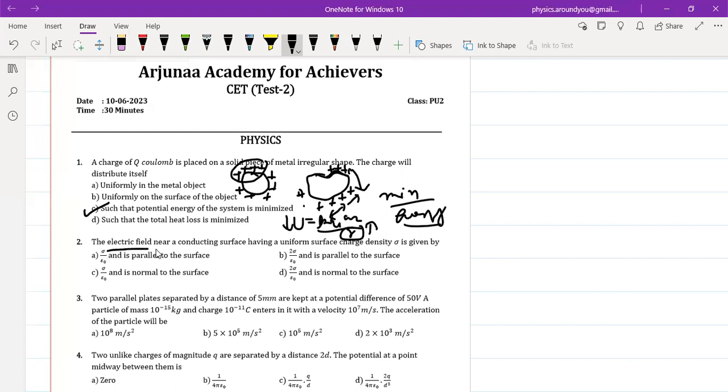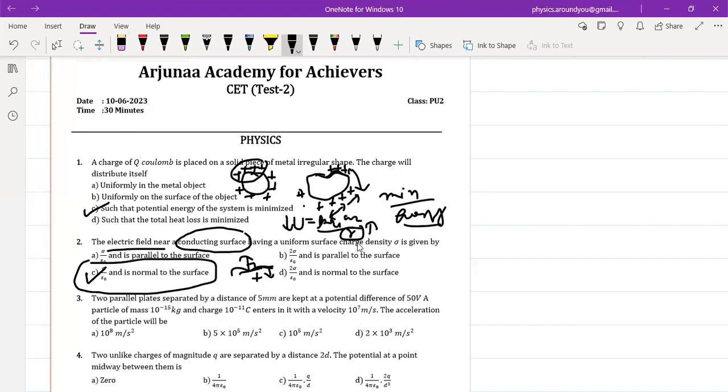Question number two is based on NCERT lines or NCERT summary, especially the golden points we discussed in the class. Of the 6 points about the conductors, electric field near a conducting surface is always perpendicular to the conducting surface. If it is positively charged, it will be outwards. If it is negatively charged, it is going to be inwards. So what is the electric field then? It is going to be sigma by epsilon naught, and it is always normal to the surface, right? There are no calculations involved here. It is a summary point, a fact valid for every conductor.